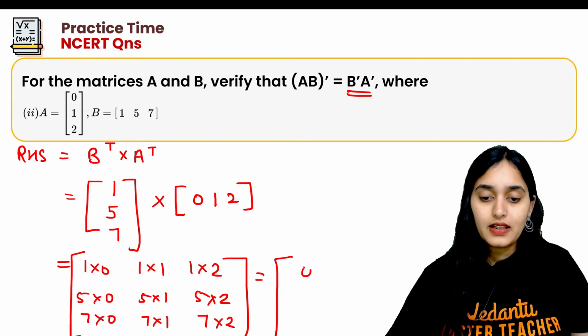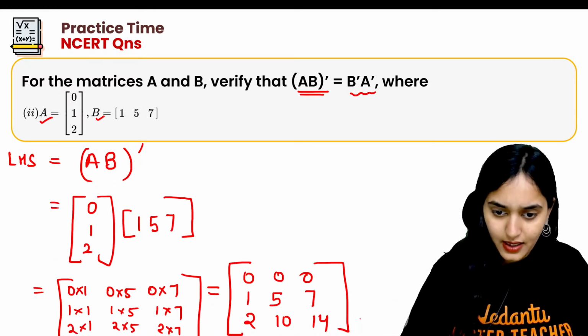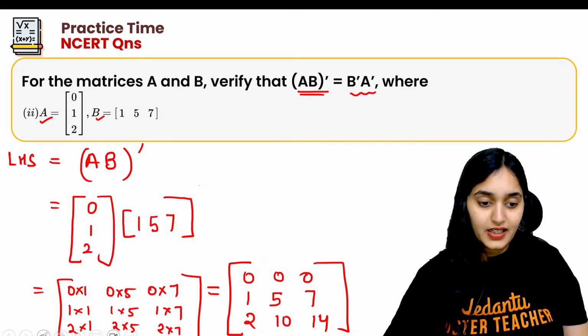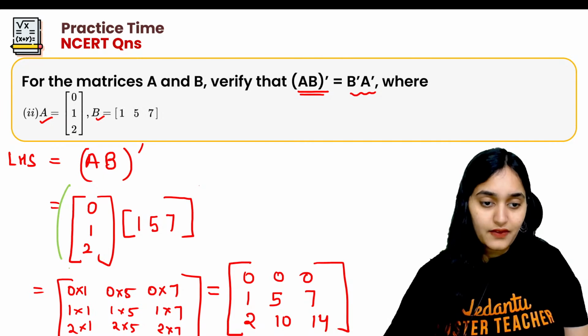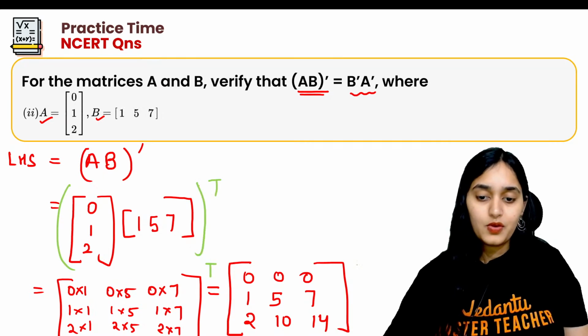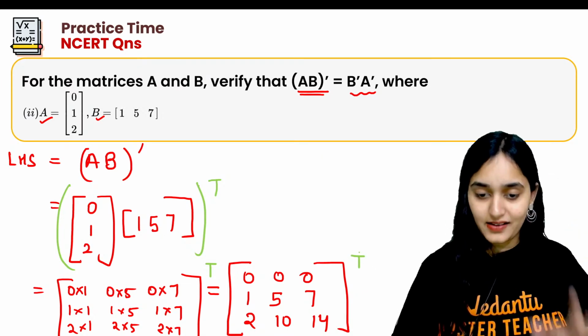So we get 0, 0, 0, 1, 5, 7. 2 ones are 2, 5 twos are 10, 7 twos are 14. Did I find out the transpose? Oh, I forgot about the transpose. So sorry. So here we have whole transpose, whole transpose, whole transpose. So basically, our answer has not yet come.